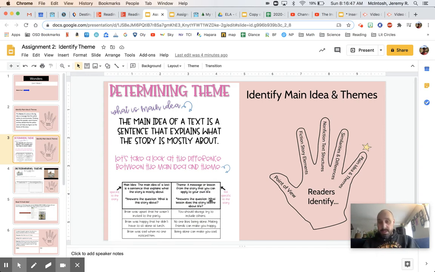But a theme is not necessarily specific to that story. That theme could be throughout many stories, and it doesn't necessarily relate to that one story. So a theme is a message or lesson from the story that you can apply to your own life. It answers the question, what lessons did this story tell me about life? So these are some examples from a story that we're going to read later.